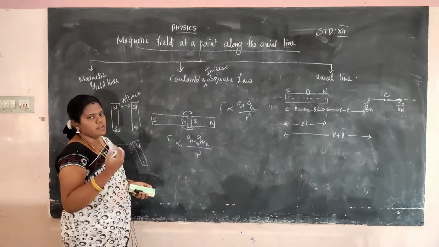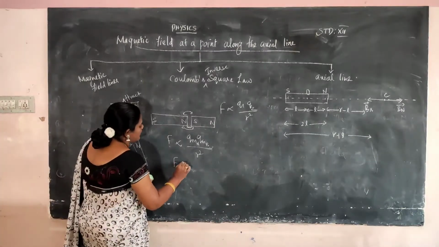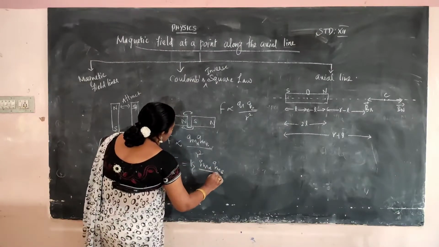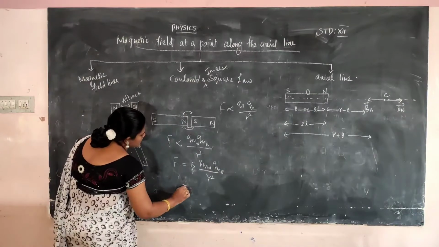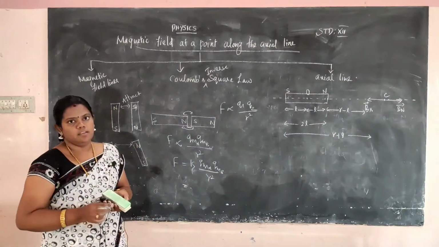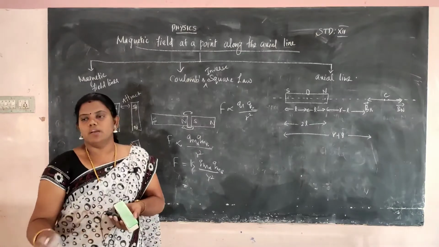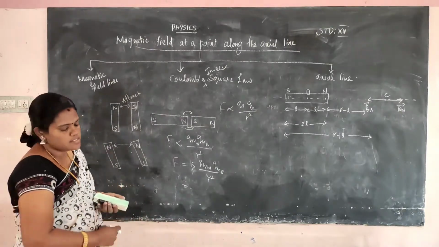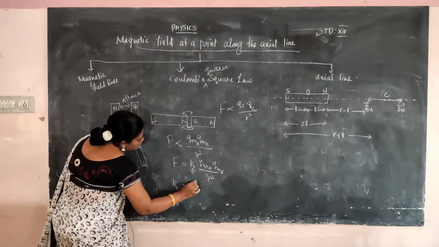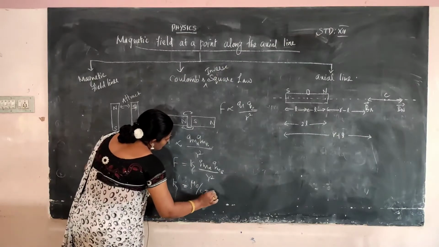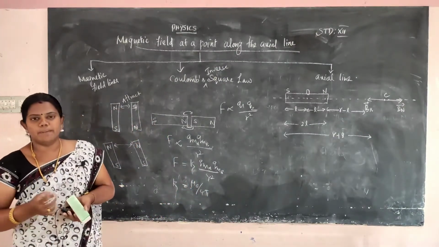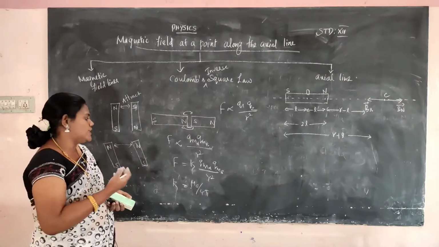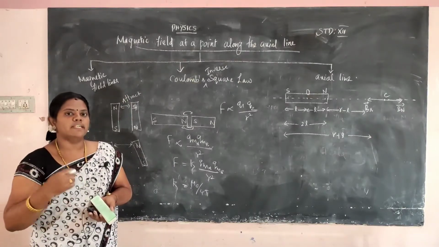The proportionality is removed by using one constant, so F equals K into QMA and QMB by R square. That K is called mu naught by 4 pi, and it is equal to 10 power minus 7. What is mu naught? Mu is permeability. Permeability means how much a material allows the magnetic field to pass through it. Mu naught is the permeability of free space.